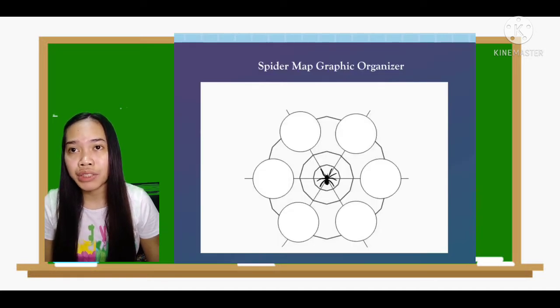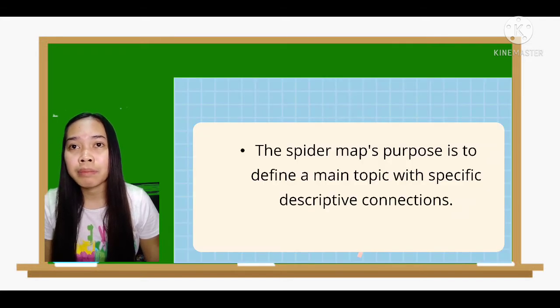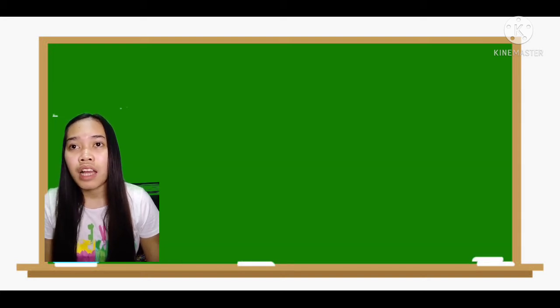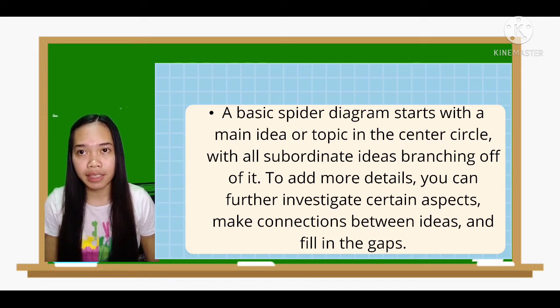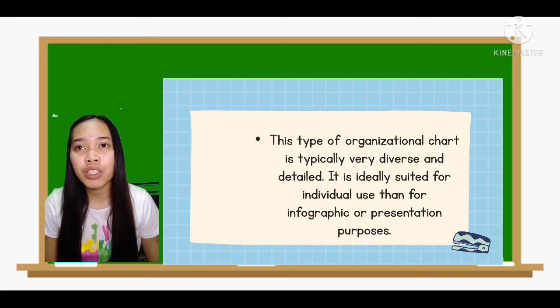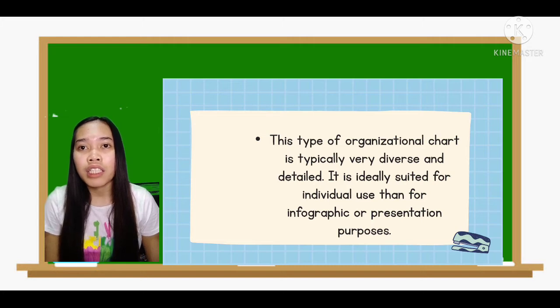Spider Map Graphic Organizer. The spider map's purpose is to define a main topic with specific descriptive connections. A basic spider diagram starts with the main idea or topic in the center circle, with all subordinate ideas branching off of it. To add more details, you can further investigate certain aspects, make connections between ideas, and fill in the gap. This type of organizational chart is typically very diverse and detailed. It is ideally suited for individual use, done for infographic or presentation purposes.